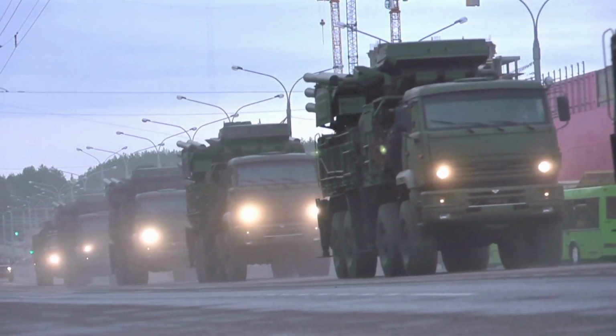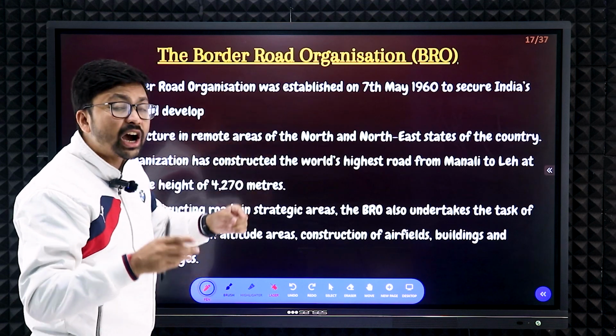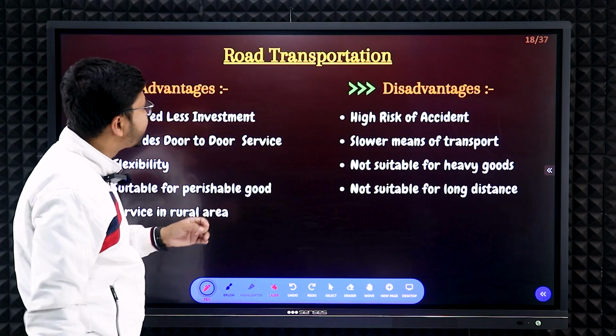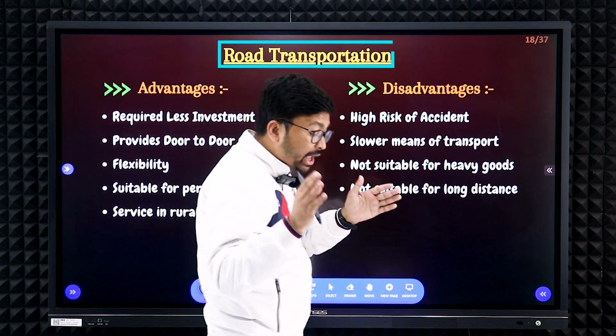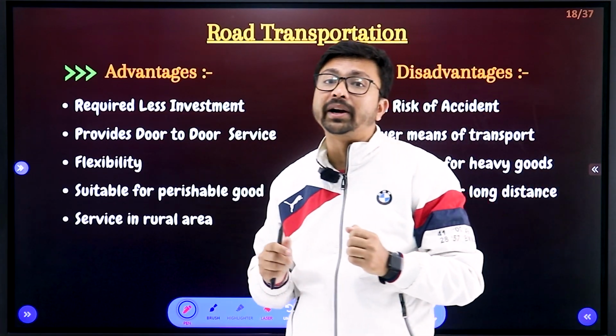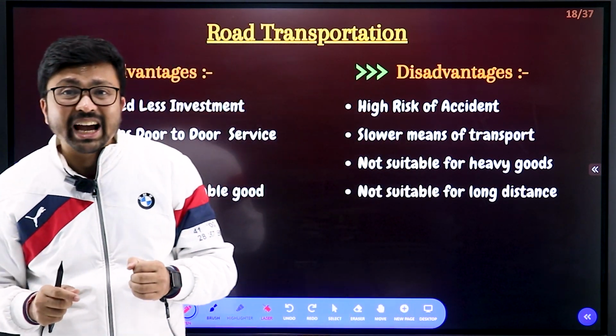So for that, this road is very important. Remember, BRO means Border Road Organization. Next one is road transport. There, that is very, very important. You need to know about the advantages and disadvantages of roads. Now, what are the advantages?